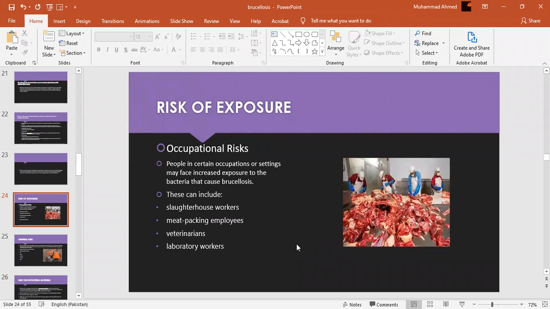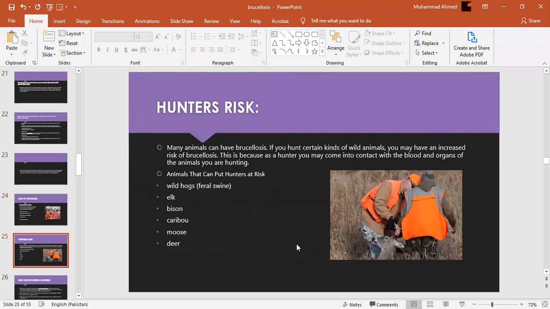Risk of exposure. Occupational risk. People in certain occupations or settings may face increased exposure to the bacteria that cause brucellosis. These include slaughterhouse workers, meat packing employees, veterinarians, and laboratory workers.